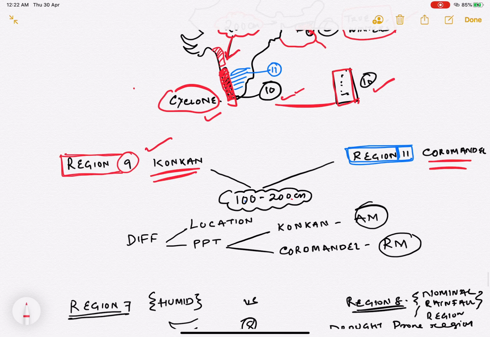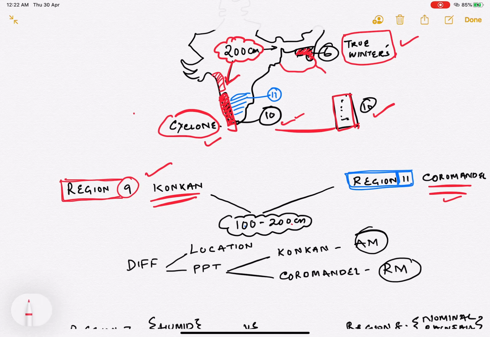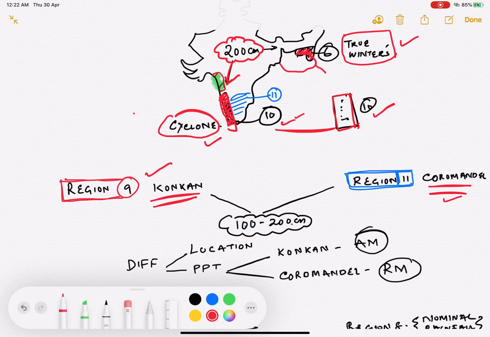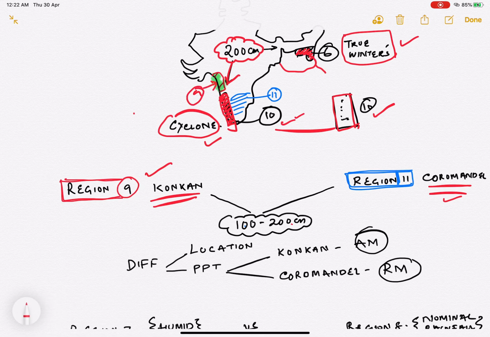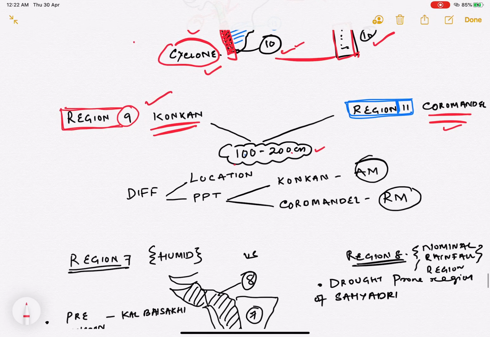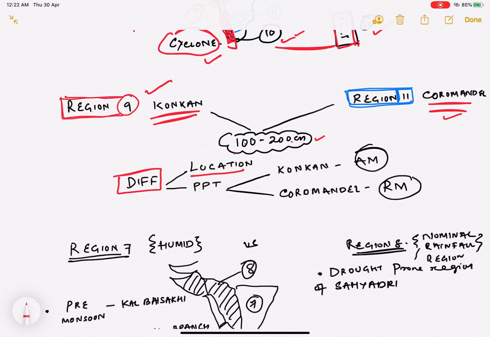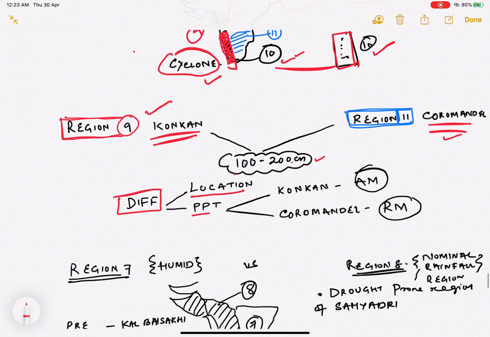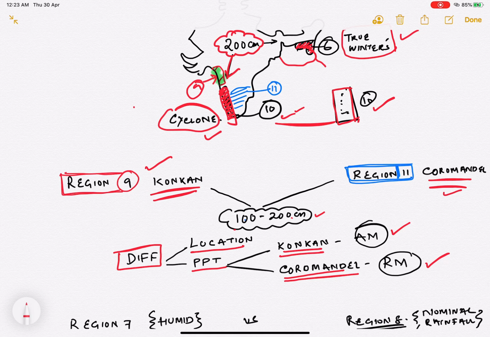Next, we again have your region 9 and region 11. Region 9 is your Konkan, region 11 is your Coromandel. As you can see in the figure itself, let me draw it for you. This is your region 9 and this is your region 11. Now again the similarity is that they both receive 100 to 200 centimeter of rainfall. But again there is a difference. Location wise, obviously you can make out the location. And precipitation wise, Konkan receives rainfall from the advancing monsoon. Coromandel receives rainfall from the retreating monsoon, because the advancing monsoon Bay of Bengal branch moves parallel to the Coromandel. Hence, they do not receive monsoonal rainfall during the advancing monsoon.